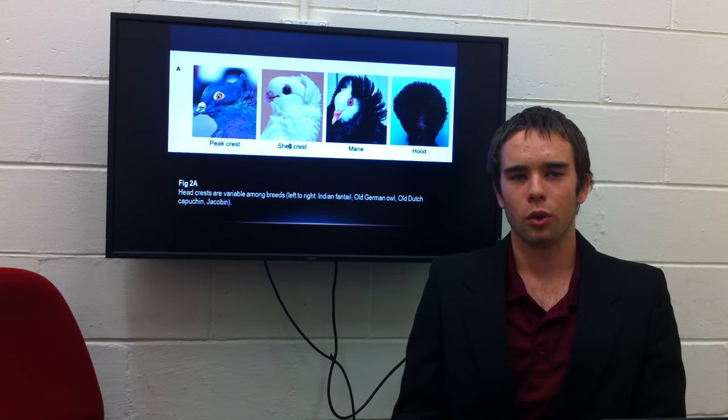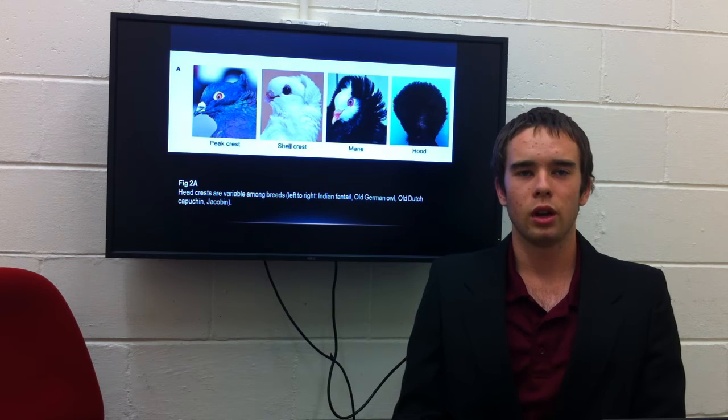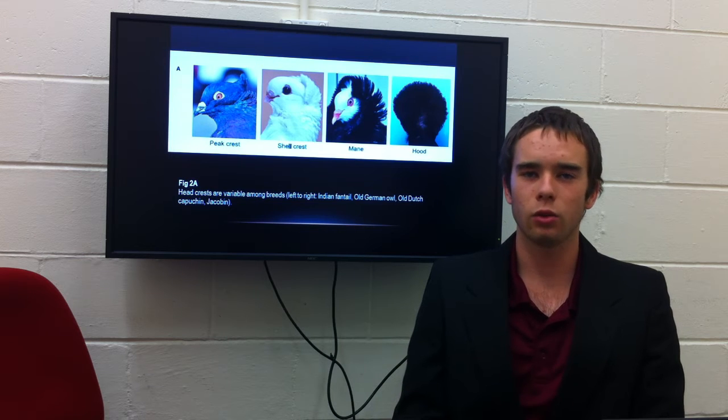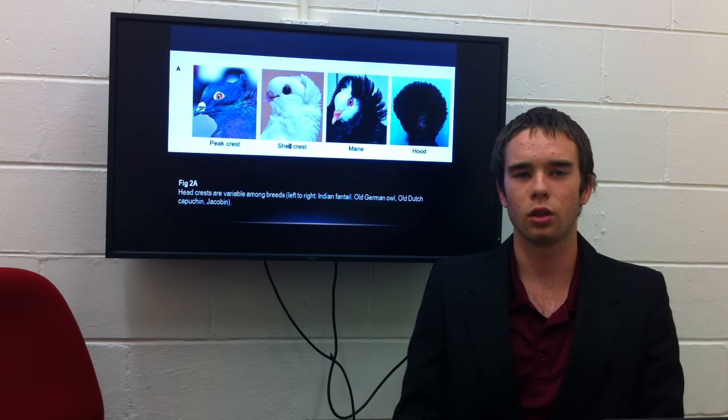Now that they had discovered the genomic diversity of the rock pigeon, Shapiro and his team turned their focus to the evolution of the head crest. They resequenced 8 crested individuals to test whether the crest development is controlled by the same mutation in separate breeds.